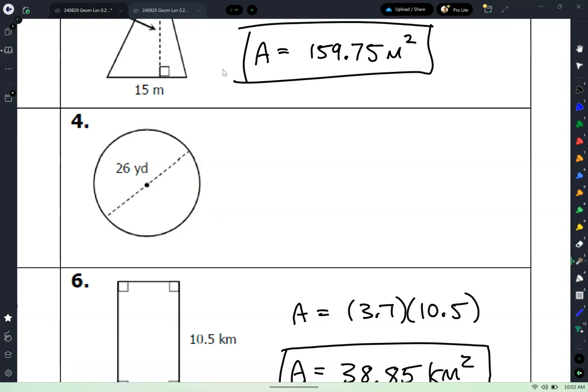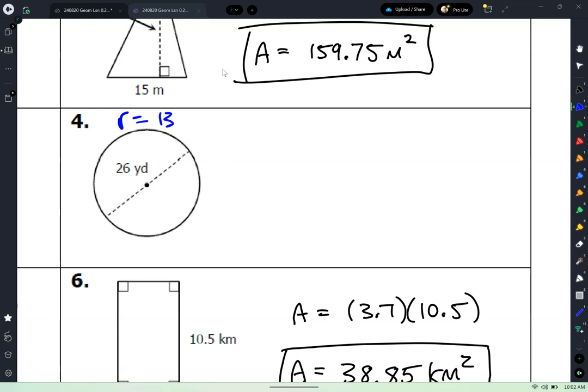This measurement of 26 yards. Is this a radius or a diameter? This is a diameter. Okay, so in order for us to do the area of a circle, it's pi r squared, or pi radius squared. We've got to come up with the radius of this, right? So what's the radius of this circle? Which is 13 yards, right? 13 yards.